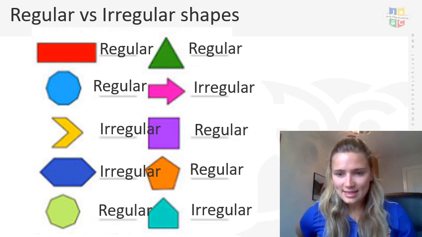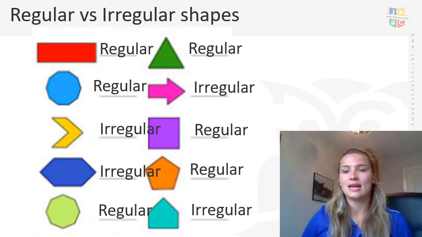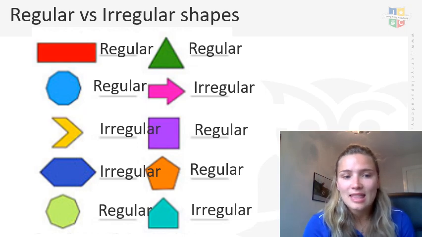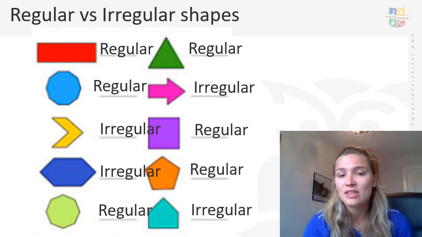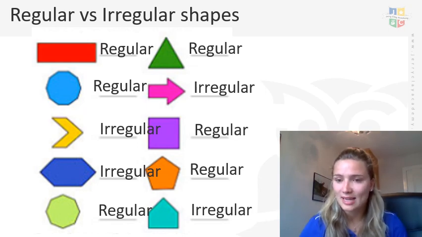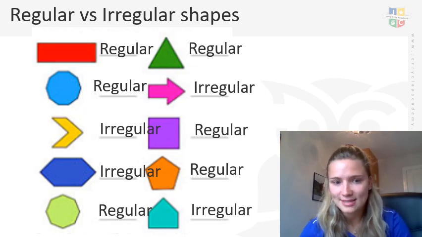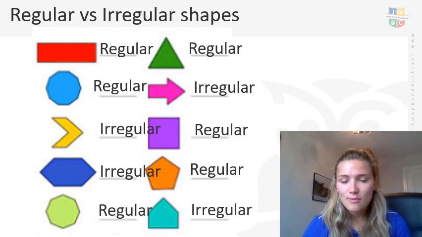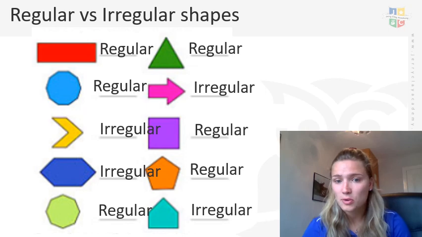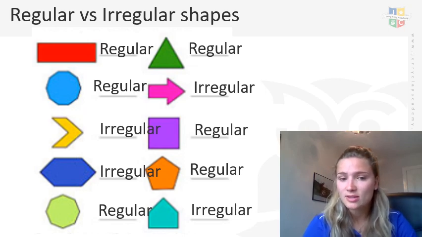Then we have a square. This is obviously regular because all the sides and angles are the same. And then we have another hexagon underneath, but this is irregular because again, the sides and the angles are not the same. Then we have a pentagon, a five-sided shape, the orange one. This is regular because all the sides are the same length and the angles are all the same as well.